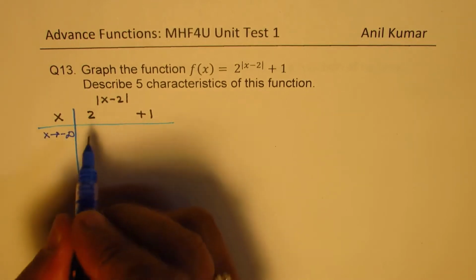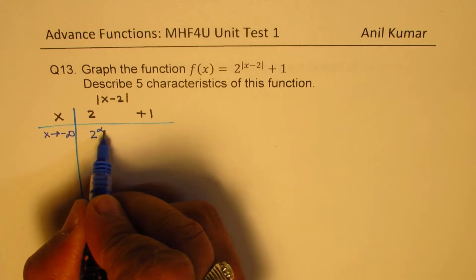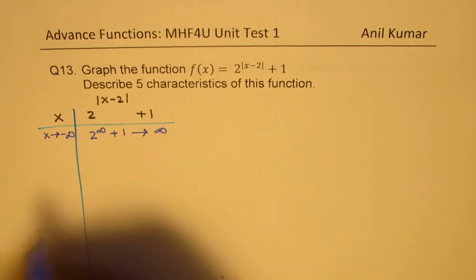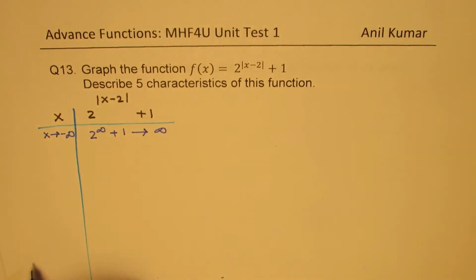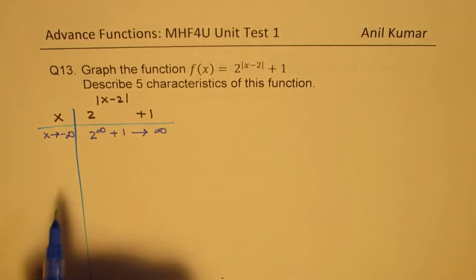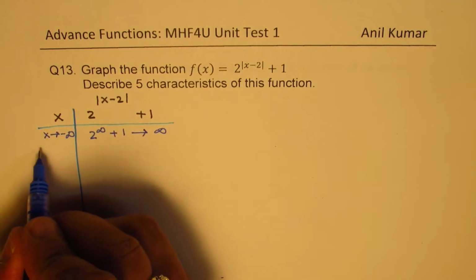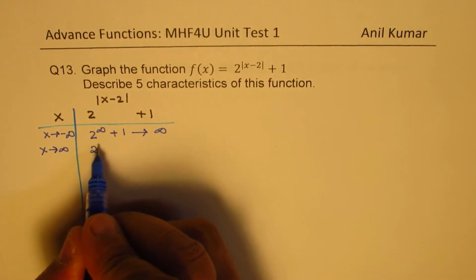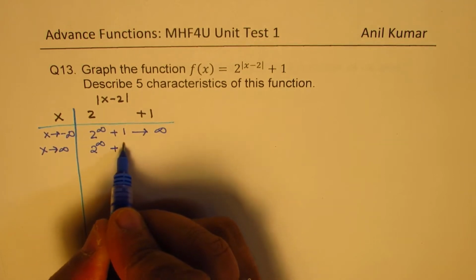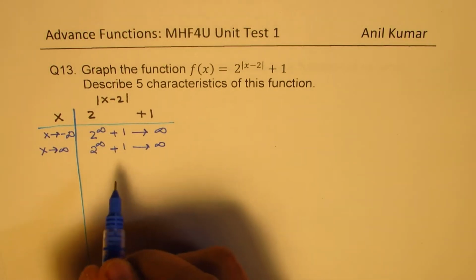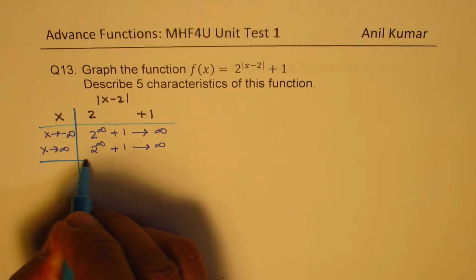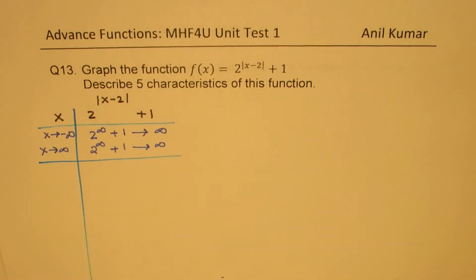So if x is a very large value, then I get 2 to the power of infinitely large, plus 1. So we know this function is approaching positive infinity. Right? Similarly, we can also think about the end behavior. What happens when x approaches positive infinity? In that case also we see it will be approaching positive infinity. So both sides up. So that is the end behavior. And now let's talk about the points in between.